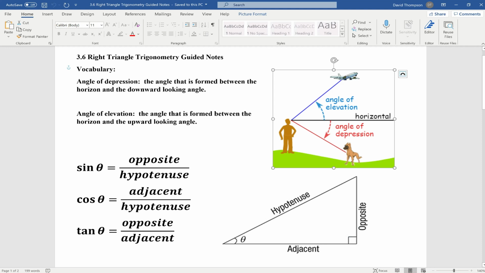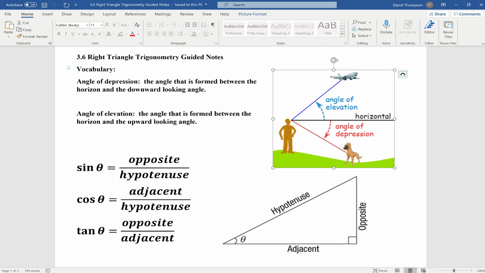In this video, we're going to talk about right triangle trigonometry. First, the vocabulary. An angle of depression is an angle that's formed between the horizon and the downward looking angle, for example, looking down at the dog or looking down into water. An angle of elevation is the angle that's formed between the horizon and the upward looking angle, for example, looking up at an airplane or a bird.